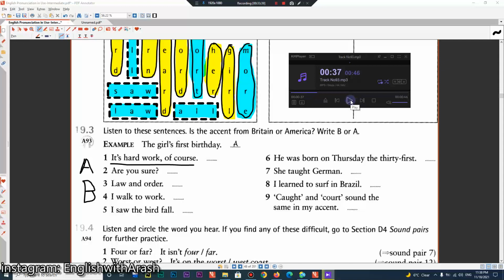So what do you think about number 1? Is it A, American, or B, British?